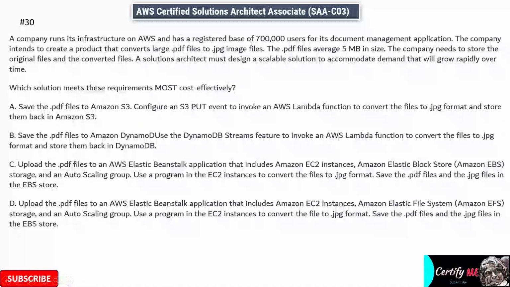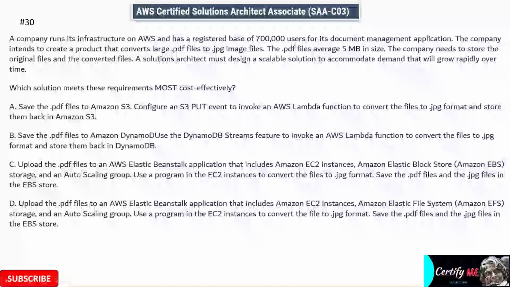Option A. Save the .pdf files to Amazon S3. Configure an S3 put event to invoke an AWS Lambda function to convert the files to .jpg format and store them back in Amazon S3. Option B. Save the .pdf files to Amazon DynamoDB. Use the DynamoDB Streams feature to invoke an AWS Lambda function to convert the files to .jpg format and store them back in DynamoDB.